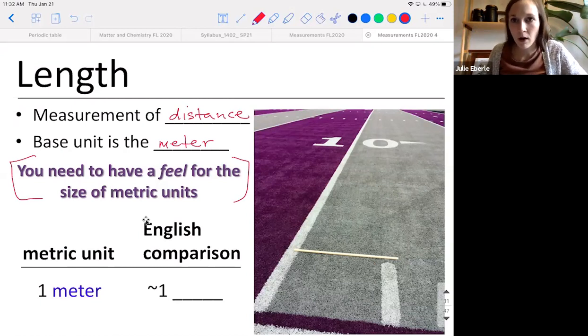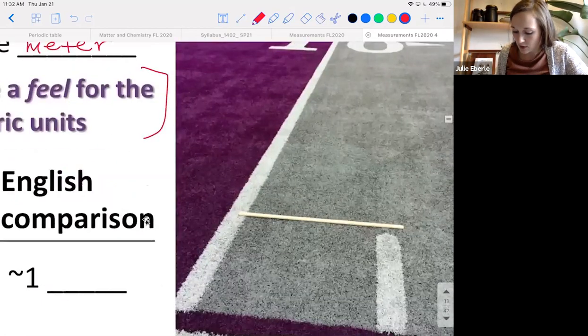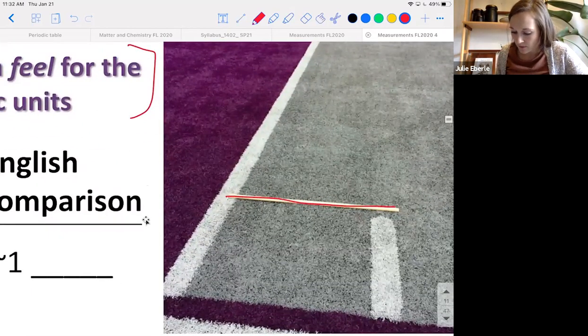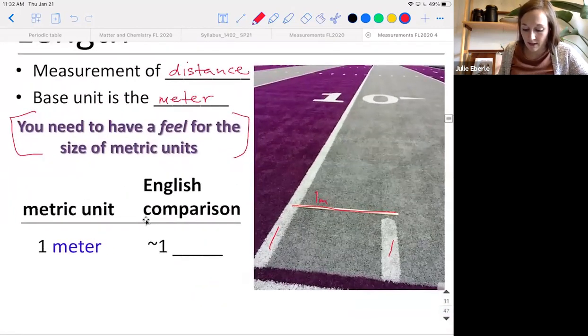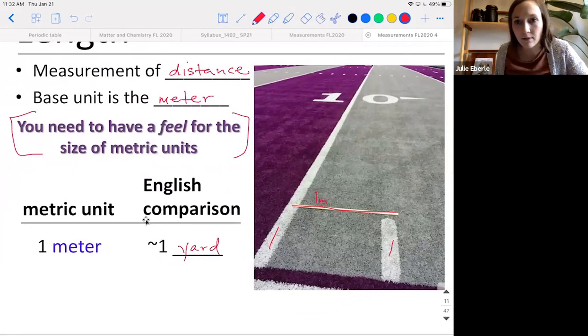If anybody watches football, you know in football, they measure off the field in yards. So that's what you see in this picture here, a yard. I think that's a meter stick laid out to show you that 1 meter is roughly the distance of 1 yard. So that's the English comparison, 1 yard, and that gives you a rough feel for how long a meter is.